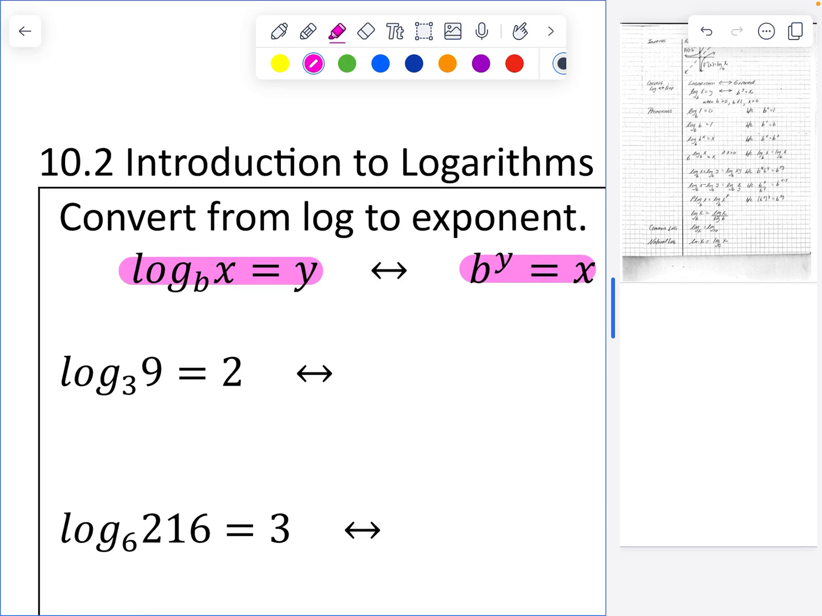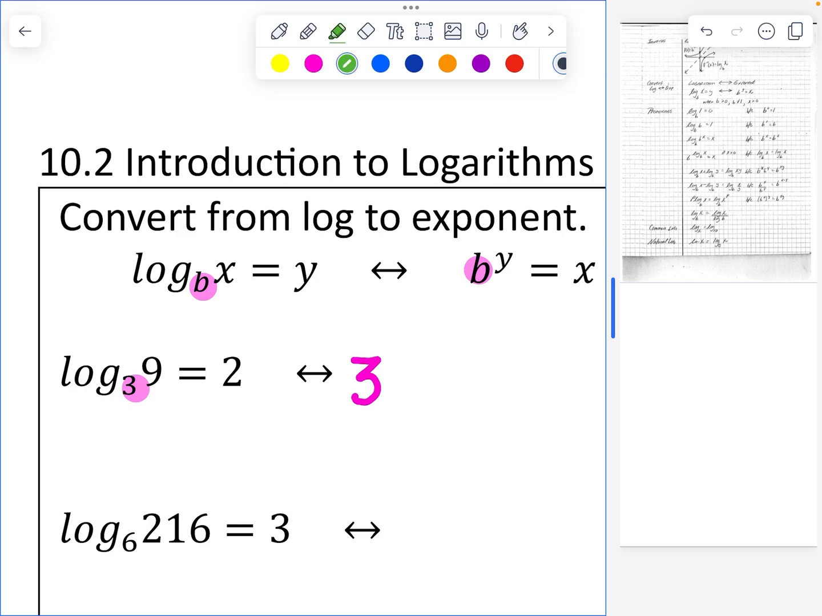Basically what you need to do is put everything exactly where it is supposed to be in its template. In other words, you'll notice right here is letter B, and right here is letter B, and B stands for base. It's all about the base. So in this problem, the base is 3. So the base in our exponent would be 3.